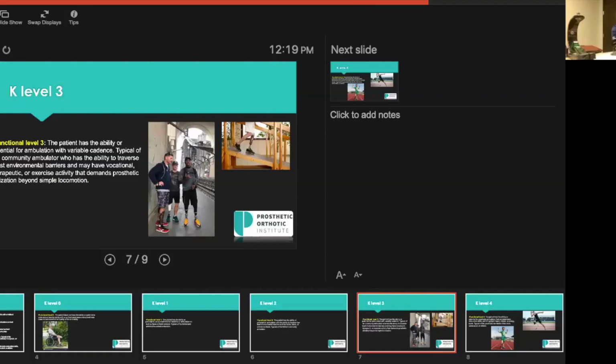Okay. You can see I've got a couple of pictures here of patients who are standing around, right? These guys are all young and active, and you can tell they're highly motivated to ambulate and proceed with doing their activities of daily living with their prostheses. This is a functional level K3. This is a patient who has the ability or potential for ambulation with a variable cadence. And the way I define a variable cadence to my patients is it's not necessarily someone who can speed up, but they also have the ability to slow down.